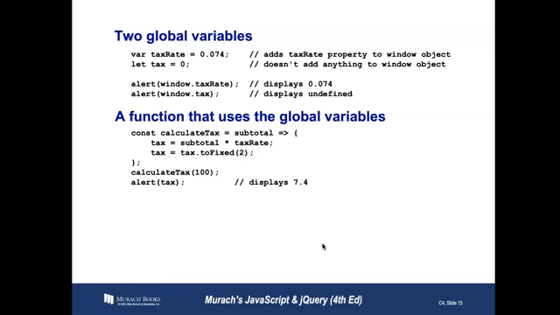Now notice we didn't declare anything there. We didn't do a var, we didn't do anything. We just have tax equals subtotal times tax rate, or tax equals tax.toFixed(2). When we calculate, tax will have a value. We've changed the value of tax inside the function, and that's a global variable. It's accessible globally, outside of the function expression.